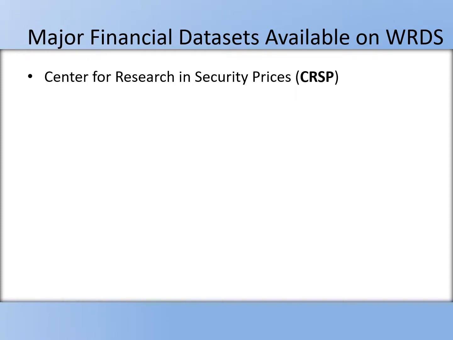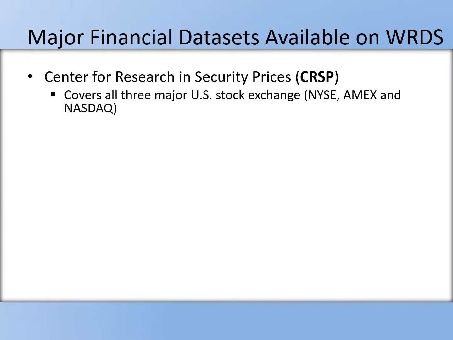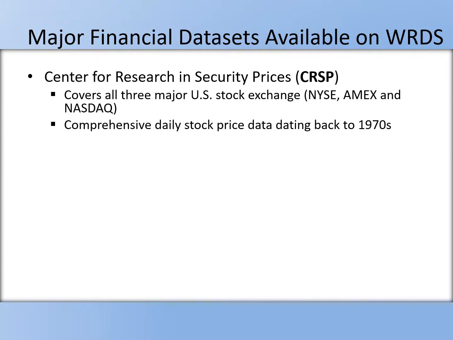The CRSP data set. The Center for Research in Security Prices is based at the University of Chicago, and it basically collects stock prices. It covers all three major U.S. stock exchanges, NYSE, AMEX, and NASDAQ. Comprehensive daily stock price data dating back to the 1970s. This is the reason why most academic studies in finance start with the 1970s. That's because the CRSP data only starts from the 1970s. We have data going further back, but it's not from CRSP, and there are problems when you're not using CRSP data.